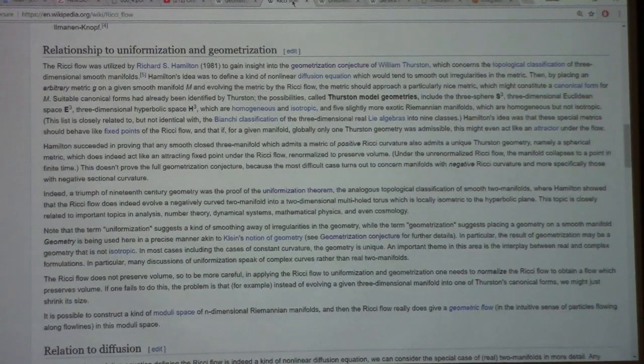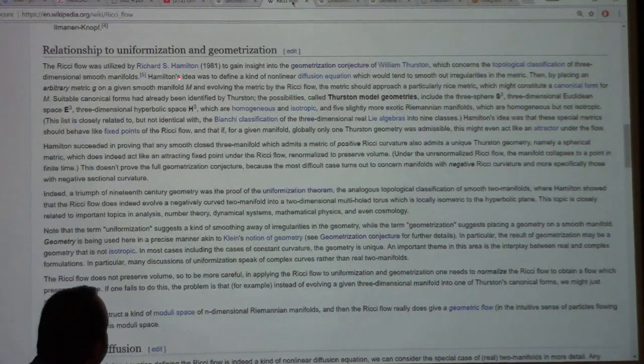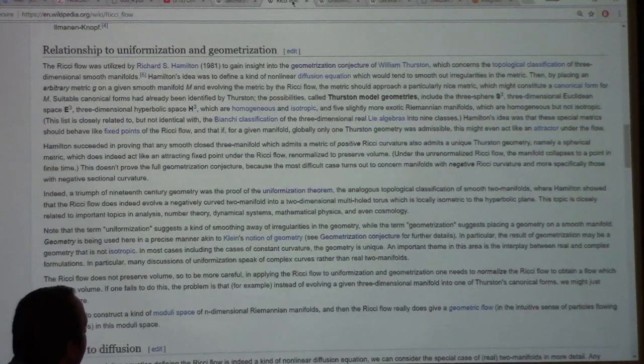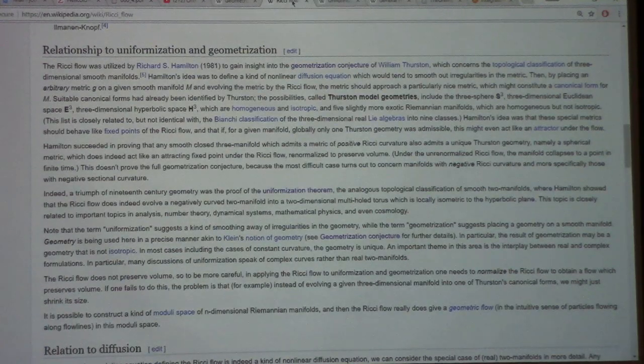But anyway, getting ahead in the story a little bit here. Hamilton's idea in 1981 was actually trying to tag on to this idea by William Thurston, who's a Fields medalist. He had something called the Geometrization conjecture. And what it is, is a topological classification of 3-dimensional smooth manifolds.